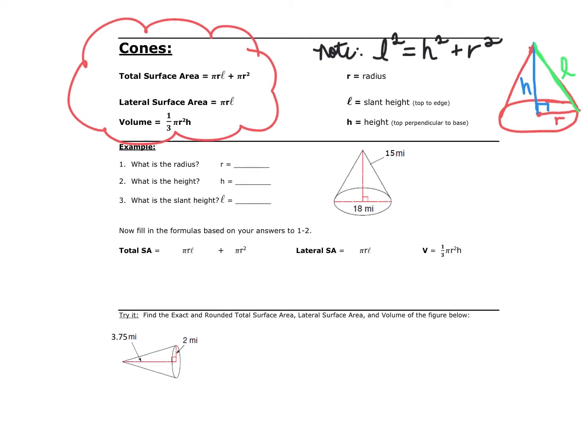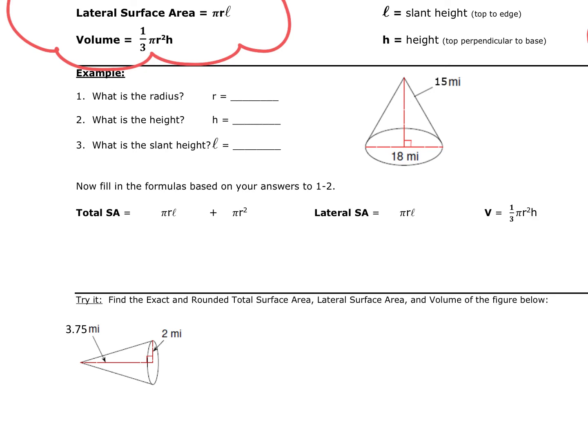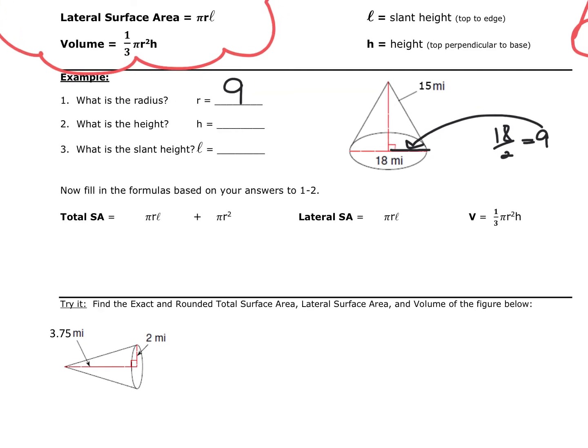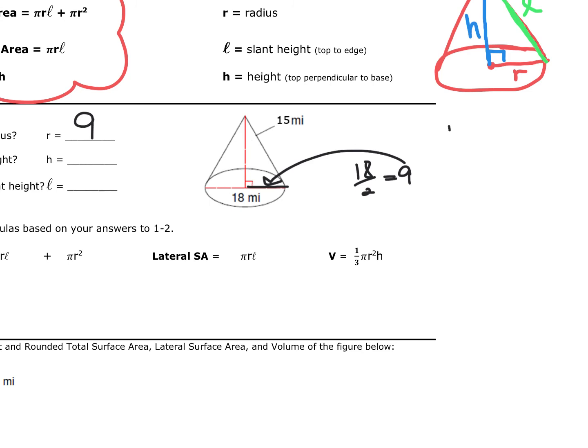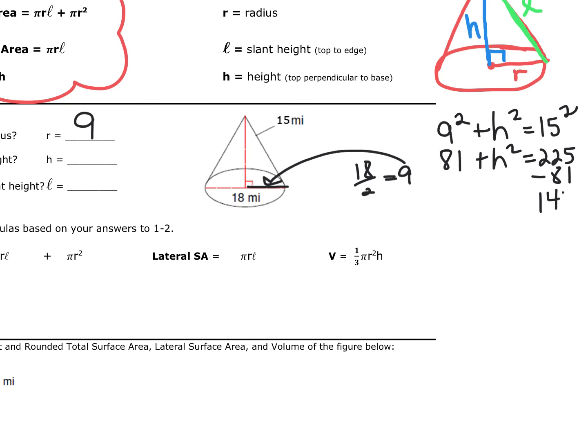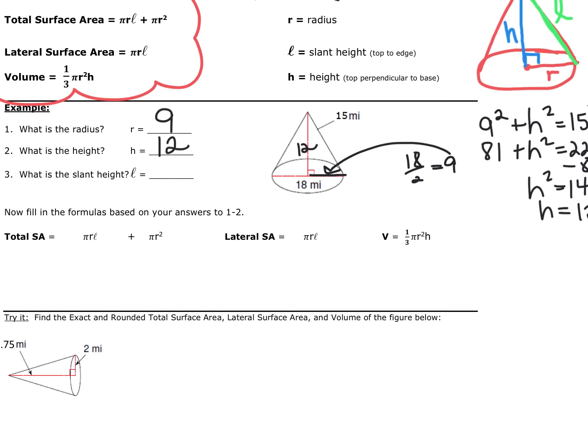All right, let's look at this first example. What is the radius? Well, we know that our radius is half of the diameter. Okay, so that is our radius. We know our height. Well, we have to figure out our slant height because it's missing. We have our 9 squared plus our height squared is going to equal the slant height squared. So this is 81 plus h squared equals 225. And now I'm going to subtract 81 and I get 144. So square root of 144 is our height, which is 12. And then the slant height's given to us as 15.